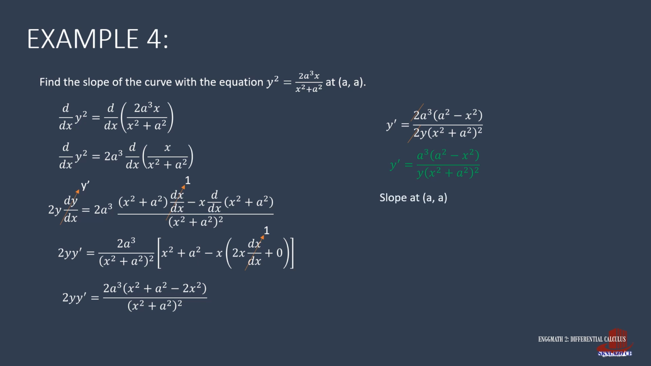At point a, a, y prime can be taken with x equal to a and y equal to a, making y prime as equal to a cubed times 0 all over a times the square of 2a squared, which can be reduced further as 0.